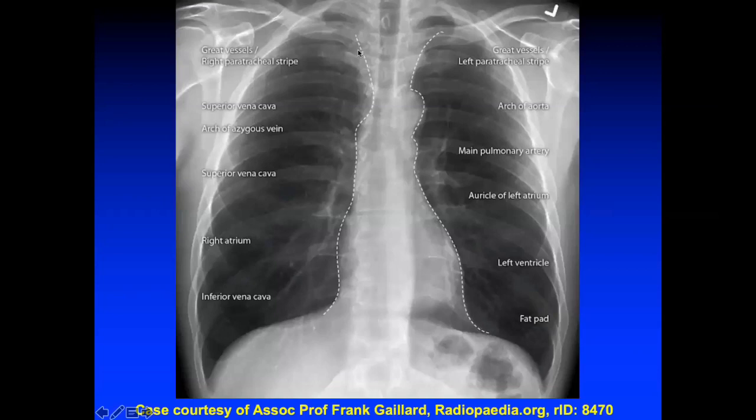Here, what you can see is the right paratracheal stripe, that is the soft tissue around the trachea on the right side and on the left side. On the right side, it is called the right paratracheal stripe. On the left side, it is called the left paratracheal stripe.